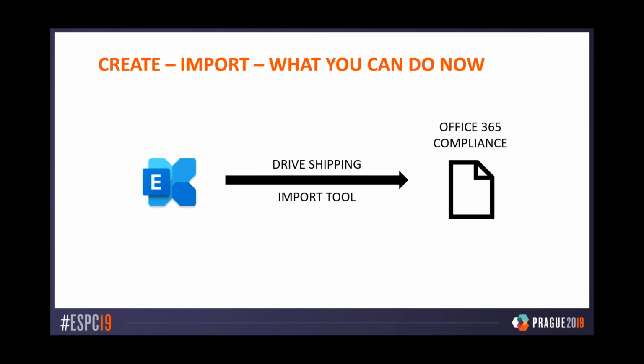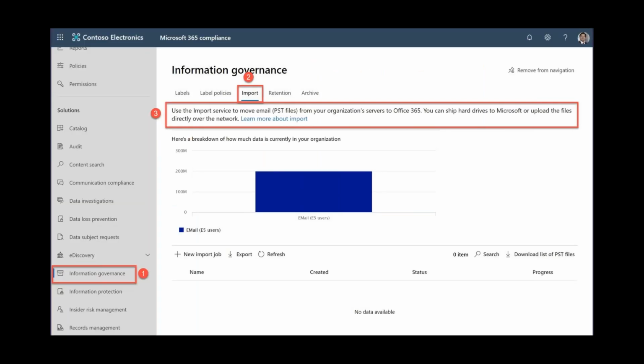So if that's your case and you want to leverage the great features available in the Office 365 Compliance Center, there's two options. So number one, if you have a lot of files, you can actually put them on a hard drive and ship it to Microsoft. And for free, they will import those PST files into Office 365. Or if it's a lesser amount, there's an import tool that you can use and run to upload those files to Office 365.